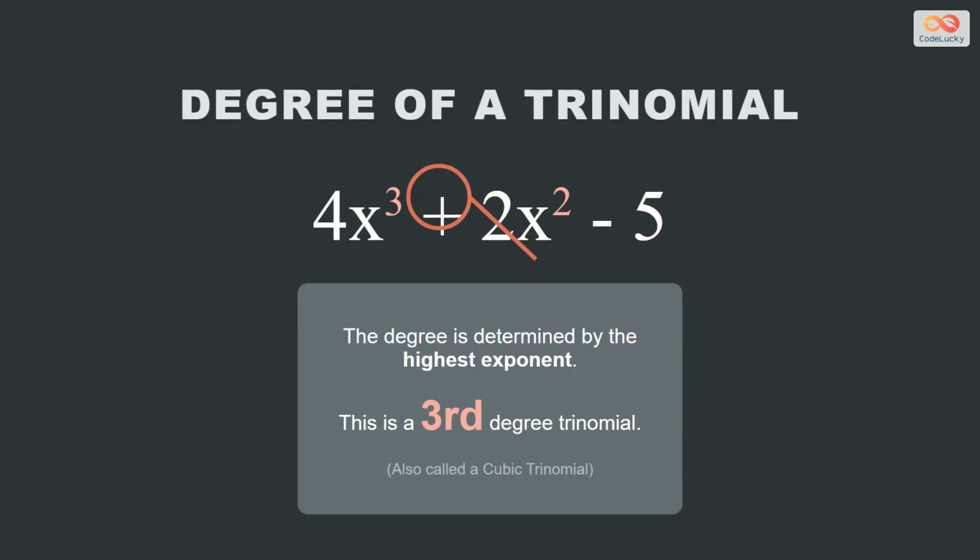We categorize trinomials by their degree. The degree is simply the highest exponent in the expression. In the expression 4x cubed plus 2x squared minus 5, the highest power is 3. Therefore, this is a degree 3 trinomial, also known as a cubic trinomial.